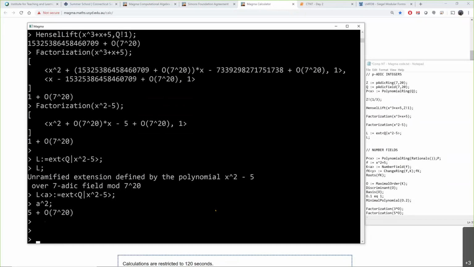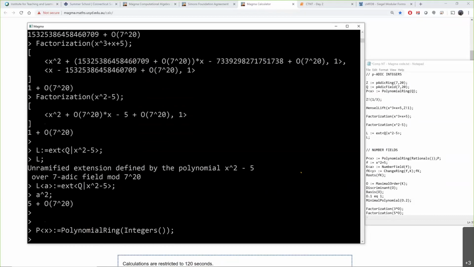So I did factor this polynomial x cubed plus x plus 5 into irreducible polynomials over a p-adic field. So I can also do the same thing, but over the integers. Polynomial ring over the integers, and then see if maybe this polynomial factored all along over the integers, and that's why we got a root.